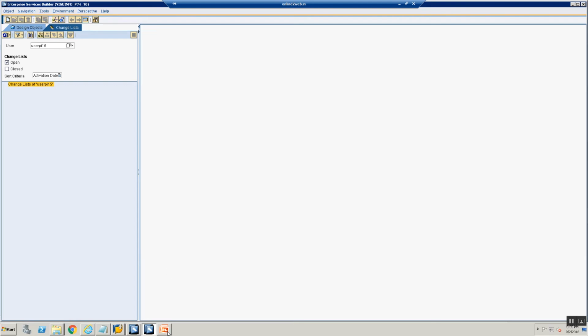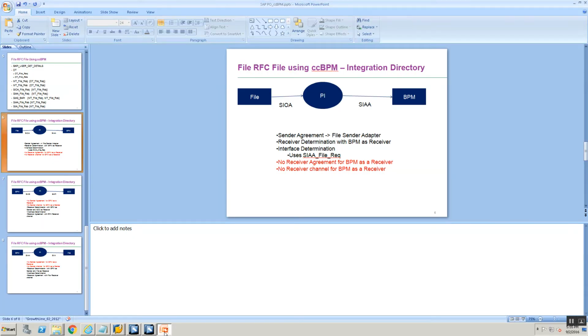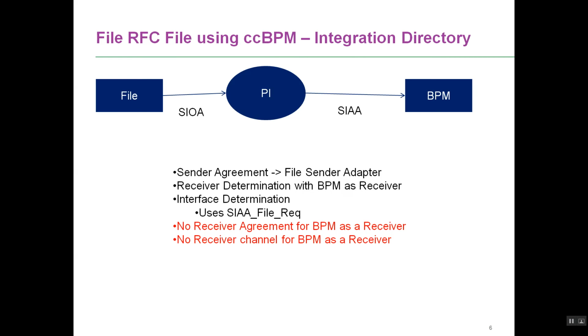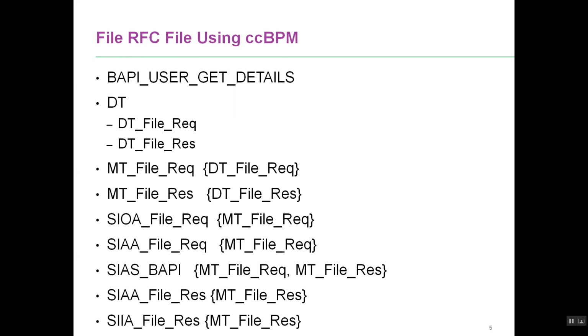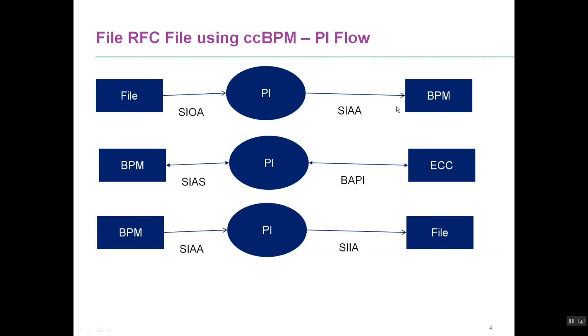Welcome back. Now we will be going ahead and configuring the scenario in the integration directory. And before we do that, let's just understand what is all that we need to do in the integration directory. As we saw previously, there are three distinct flows that this CCBPM kind flow has.